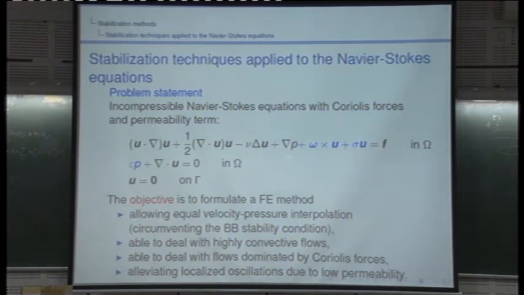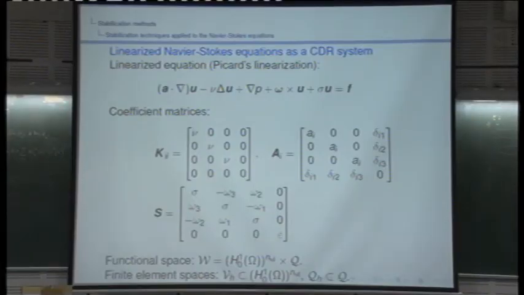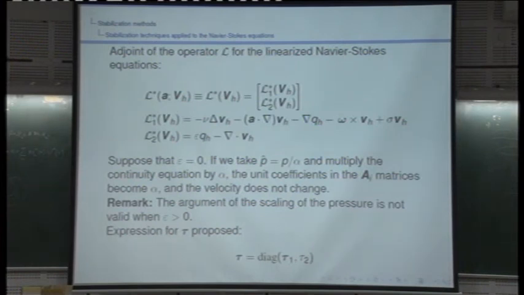So the objective to stabilize this is manifold. First, we want to use any velocity-pressure interpolation, not just equal. We want to avoid the need for satisfying the Babuška-Brezzi condition. We want to be able to deal with highly convective flows. We want to be able to deal with flows dominated by the Coriolis force. Or we want to alleviate localized oscillations due to low permeability. When permeability is very low, that coefficient sigma, the inverse of the permeability, is very large, then we may have problems. So that's what I wrote for the general convection-diffusion-reaction system. I will not explain that again.